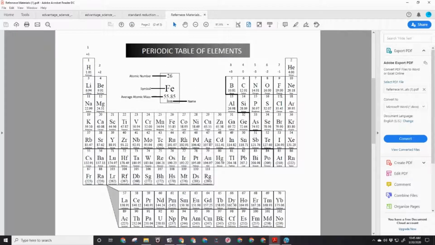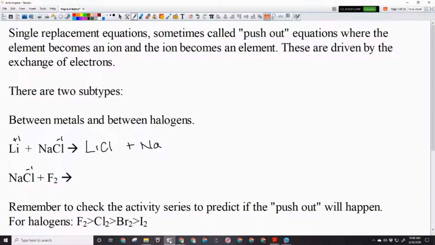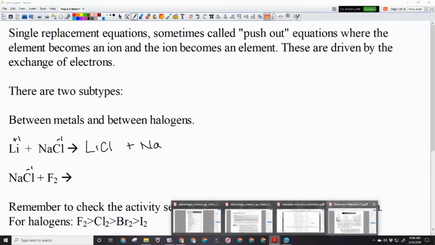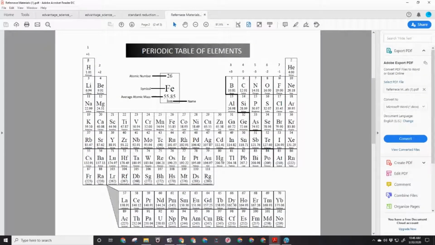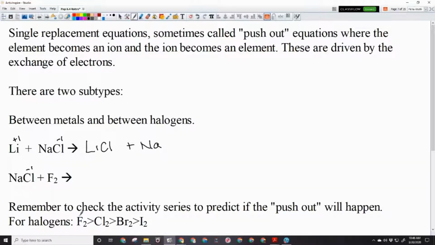Okay, so fluorine and chlorine here. The way we decide if this reaction is happening is by looking at electronegativity. The most electronegative element is stronger. So if we remember electronegativity, fluorine is the most electronegative element. So fluorine is stronger than chlorine, which is stronger than bromine, which is stronger than iodine. That's what this is referring to right here.